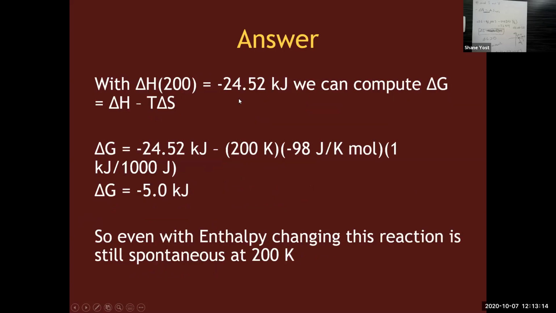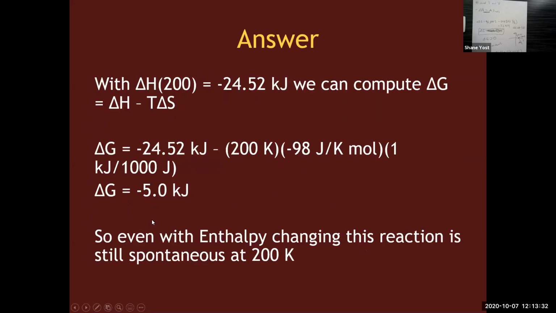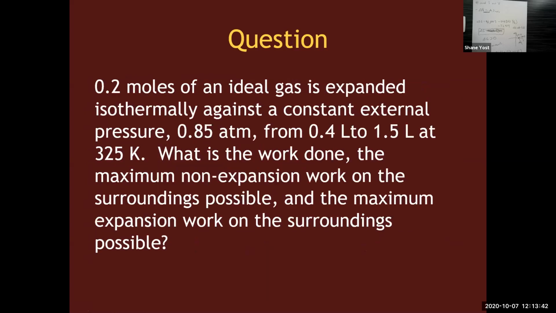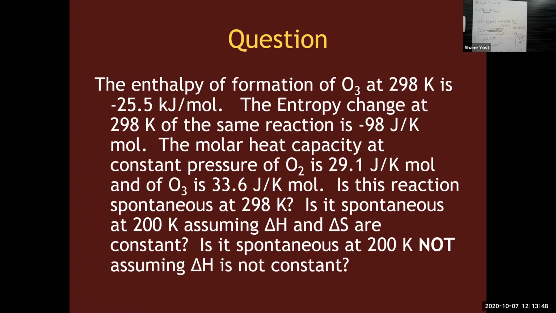I'm plugging the new enthalpy at 200 Kelvin into the delta G equation. That gives you a delta G of negative 5 kilojoules. So it's still negative, so it's still spontaneous. It just went from negative 5.9 to negative 5. But this is still going to be spontaneous. I know I kind of rushed through that a little bit, but if you have questions about it, feel free to ask about why we did what we did in this problem.